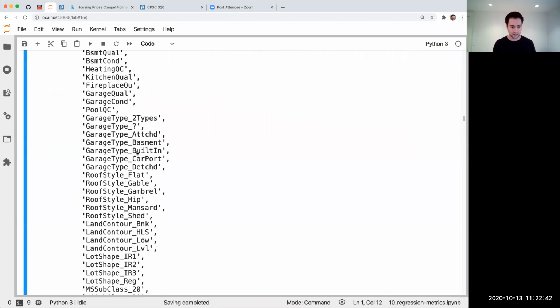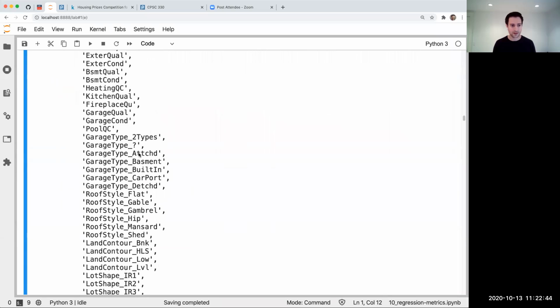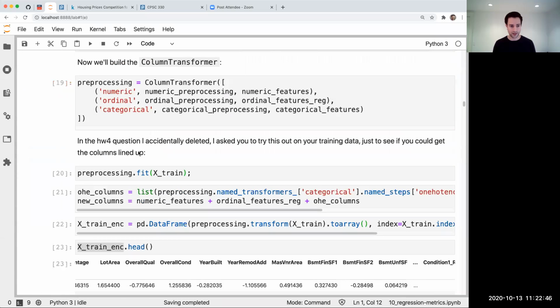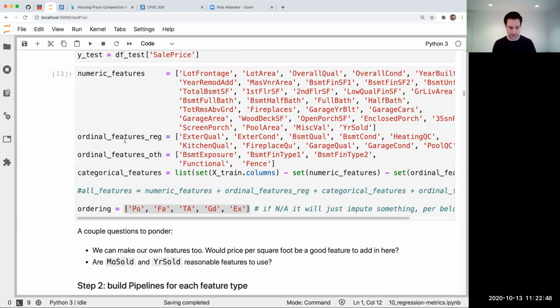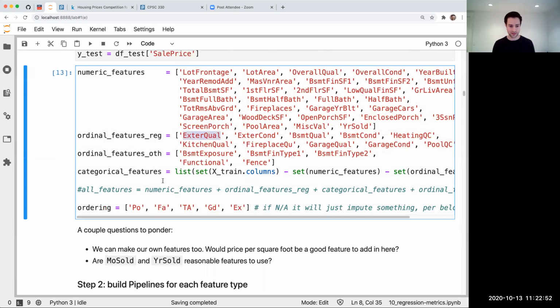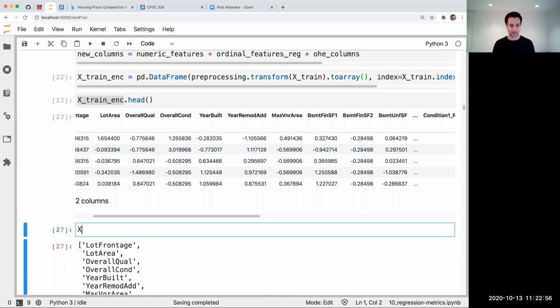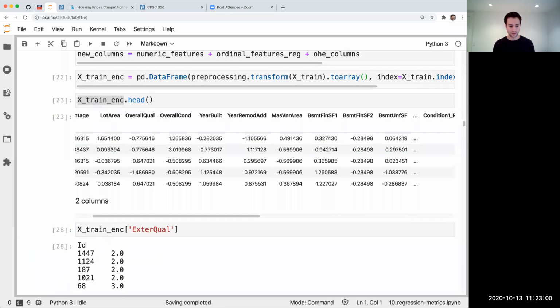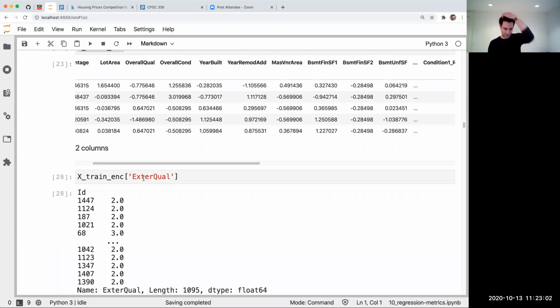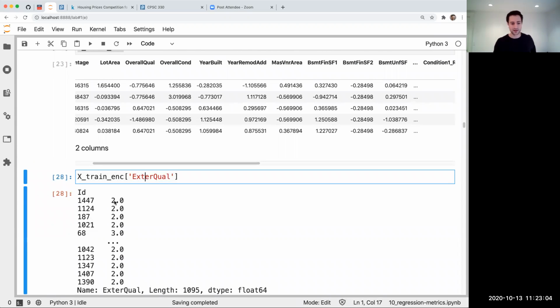There we go. Okay, this is what I wanted to show you. I remember now. I'm going to find one of these ordinal features, like exterior quality. That's what I was looking for. And I thought they were going to get renamed, but they're not going to get renamed. So this exterior quality got mapped to 0, 1, 2, 3, 4, 5 based on, you know, fair, good, all that kind of stuff.